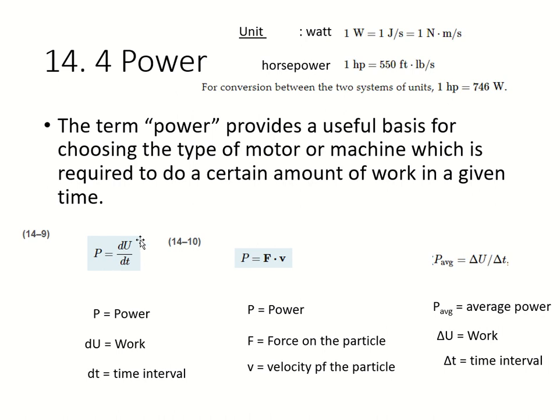Okay, so that's a simple way of defining power. The work done in a particular time interval is your work. Your power is the force times the velocity on a particle. A particle can be anything. So that's also power. Average power is just dealing with your change in work divided by a change in time. So delta U divided by delta T is going to give you your average.